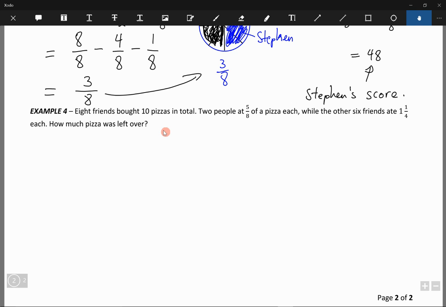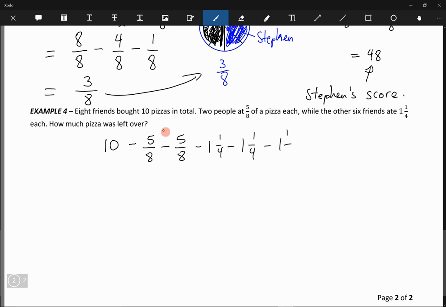Okay, so we have here 10 pizzas. 2 people ate 5/8 of the pizza, so minus 5/8, minus 5/8. Okay, well the other 6 friends ate 1 1/4 each, so minus 1 1/4, minus 1 1/4, minus 1 1/4. How many times do we do this? Well, it's 6 friends, so 6 times.